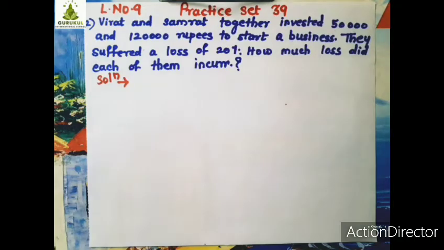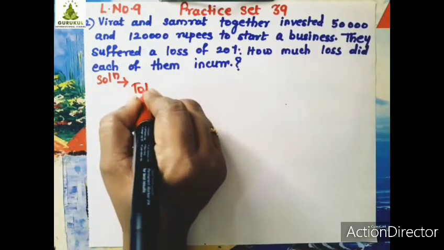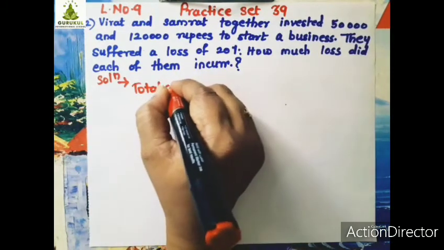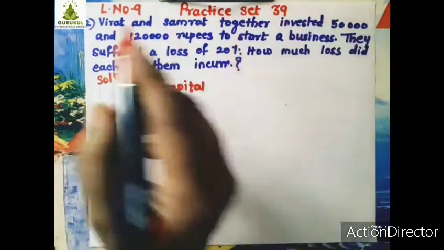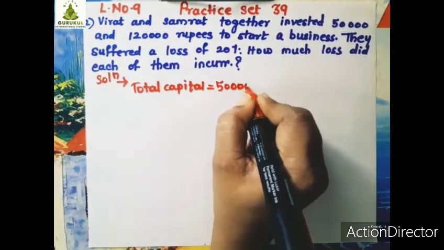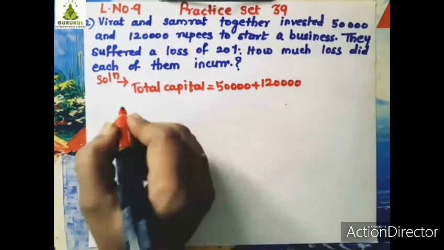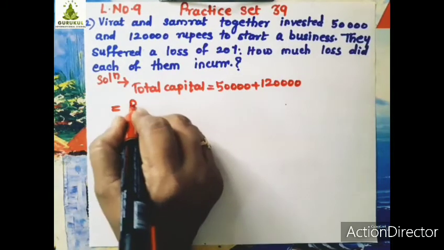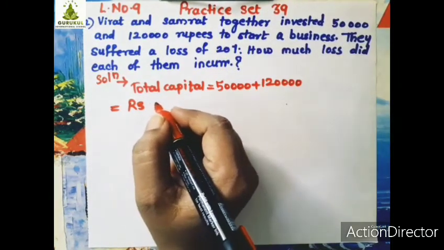So first, while solving, we have to find out the proportion as well. Okay, so we first of all will write the total investment or total capital, you can write how much it is. Total capital: 50,000 plus 1,20,000. So here I will write it is total rupees 1,70,000.